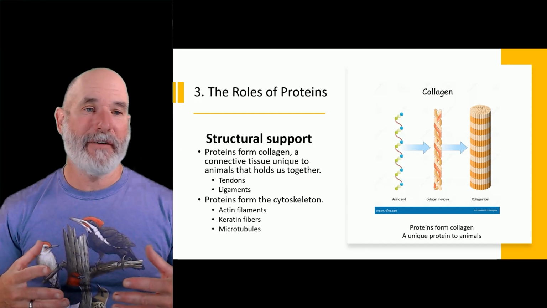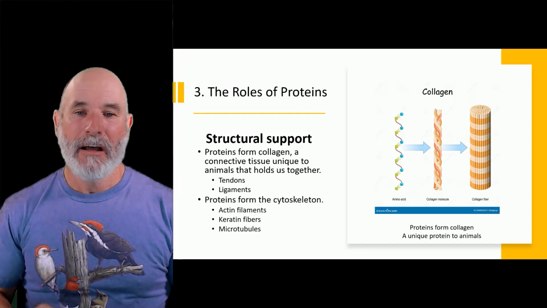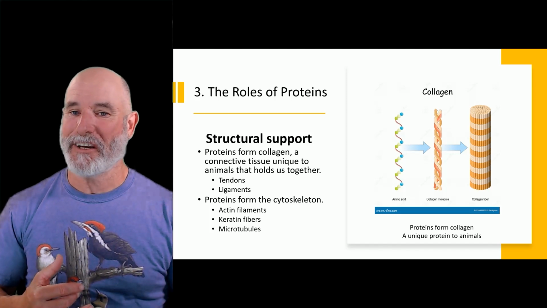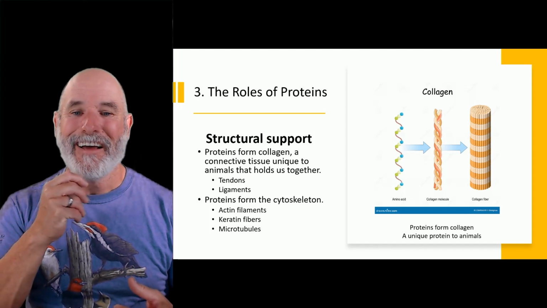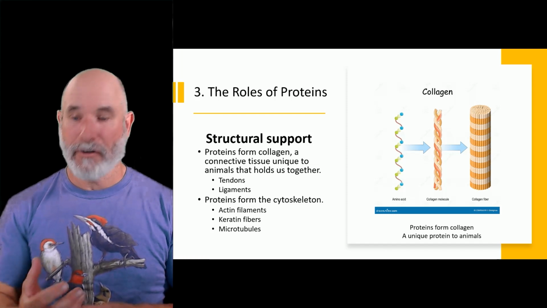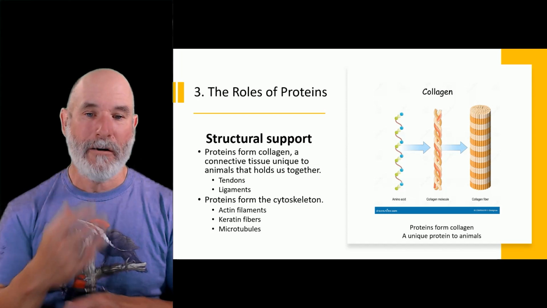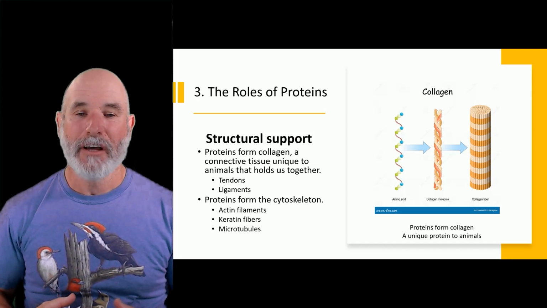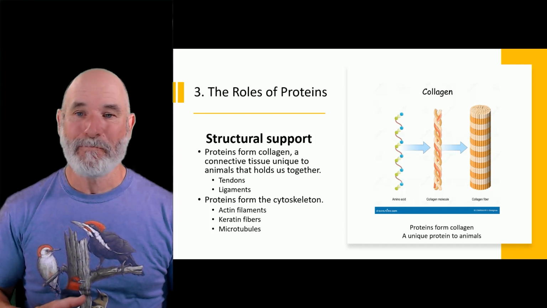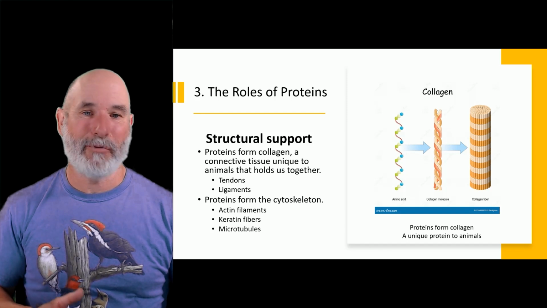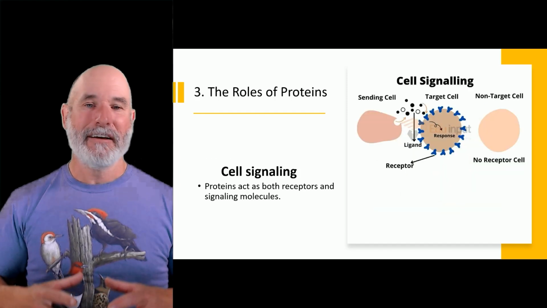Now, we also have elements of our cytoskeleton, like actin filaments, which we also see in muscles, and keratin fibers. There's our fingernails and our hair. It's made out of keratin, and also helps hold our skin together as well. And then we also have microtubules that help give our cells various shapes as well. So yeah, structural support proteins are very involved with that.